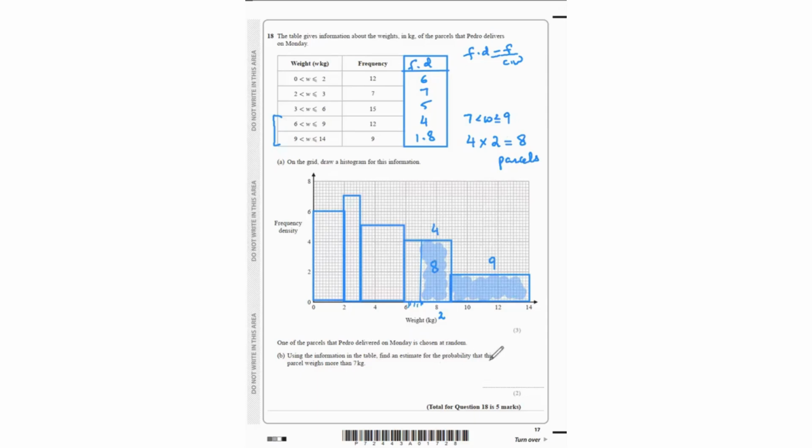So for the estimated probability, it's going to be 8 plus 9 divided by the total parcels, which is 12 plus 7 plus 15 plus 12 plus 9. That is the total number of parcels. This simplifies to 17 over 55. That is the probability of the parcel being more than 7 kgs.